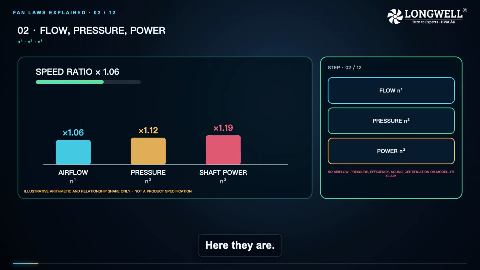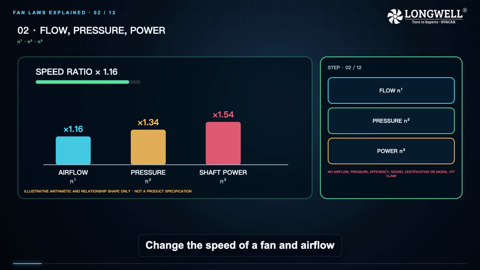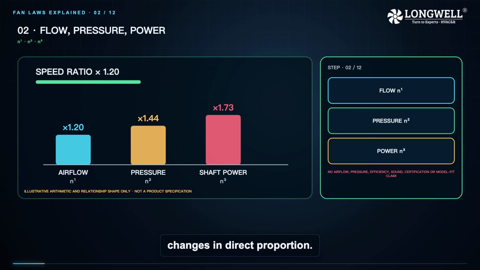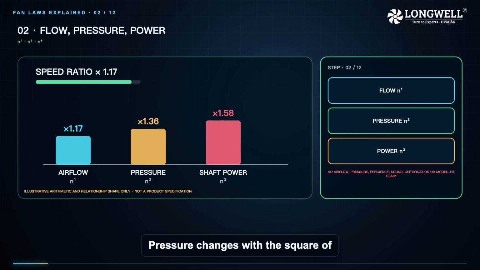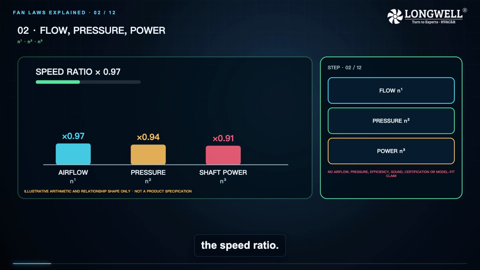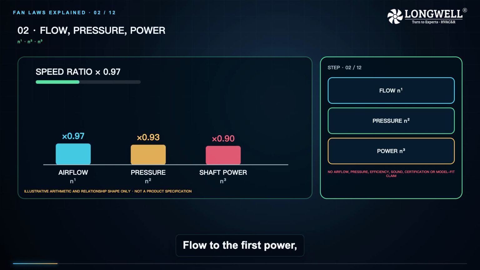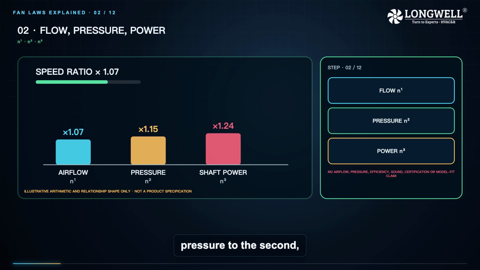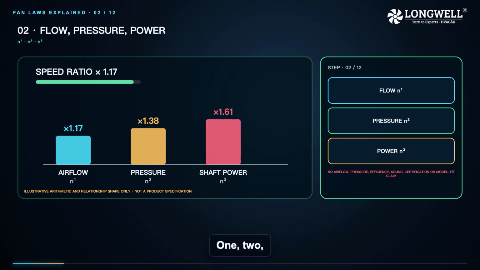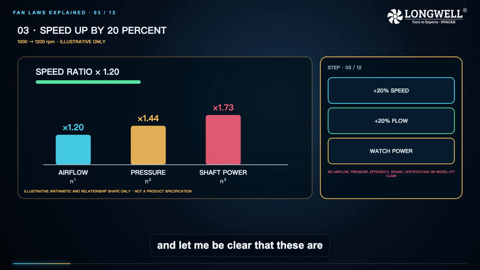Here they are. Change the speed of a fan and airflow changes in direct proportion. Pressure changes with the square of the speed ratio. Shaft power changes with the cube. Flow to the first power, pressure to the second, power to the third. 1, 2, 3. Let us make that concrete, and let me be clear that these are illustrative numbers chosen to show the arithmetic, not a specification for any product.